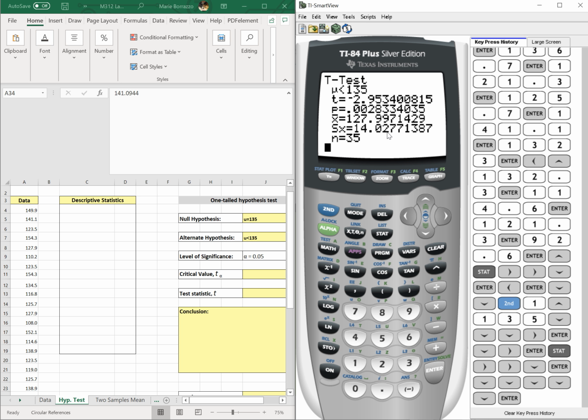So that means our standard deviation according to this should be about 14.0277, where N is equal to 35. And we are testing that the value is less than 135. Okay, so let me put this toy away and let's look at the Excel sheet.